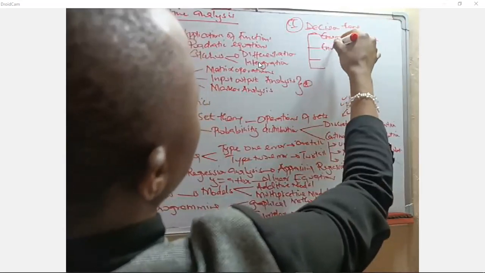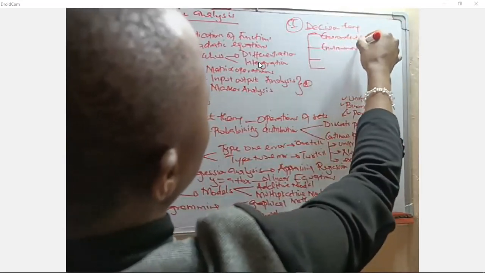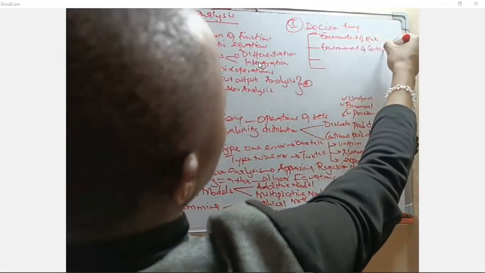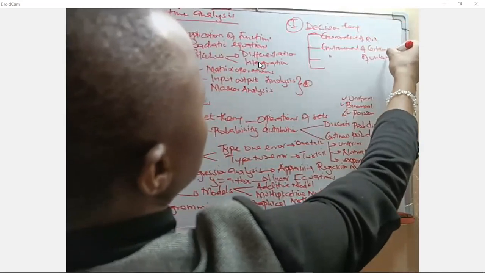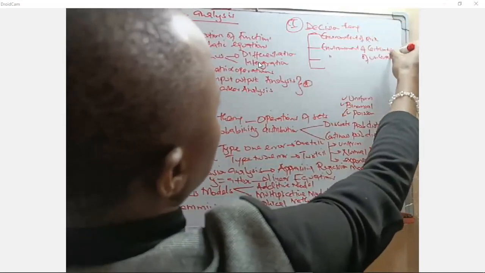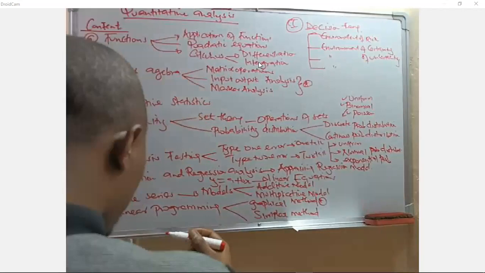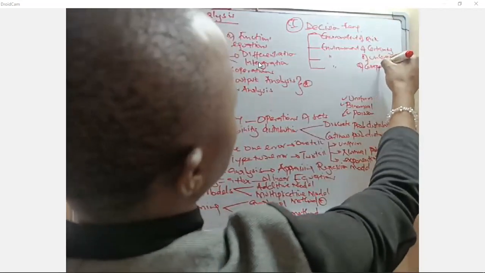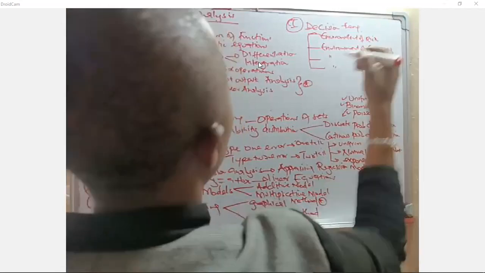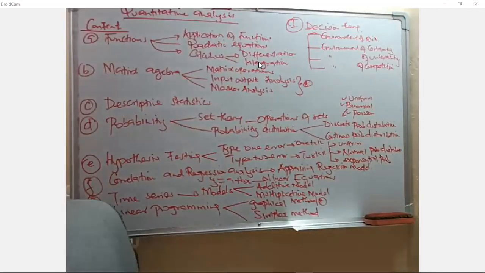We have environment of certainty. We have environment of uncertainty. Then we normally have environment of competition. Those are the things that we shall be able to analyze. That is your full syllabus.